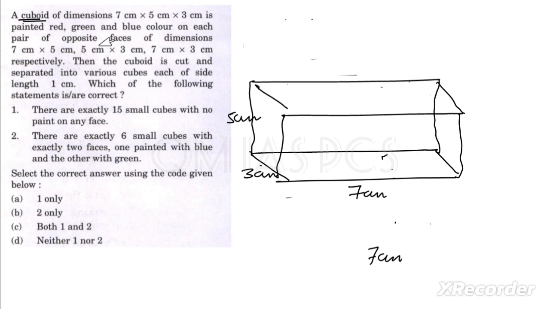Now painting: this is red, the bottom one is also red. This one is green, this one is also green. Front one is blue and back one is also blue. Is it clear? Fine. Now the dimension is given, that is important, like which dimension is which color.